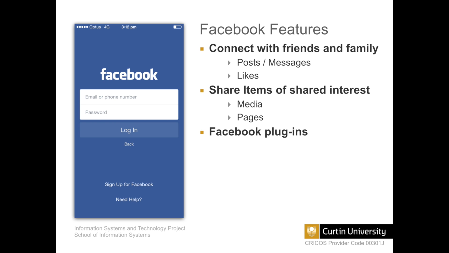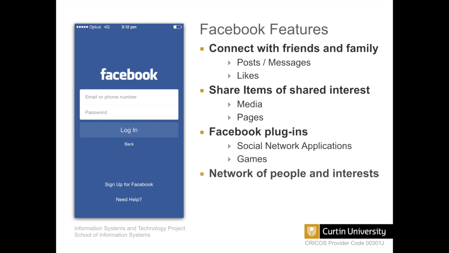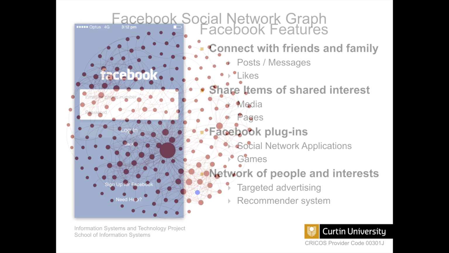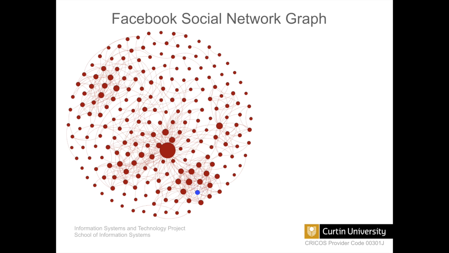Facebook plugins can access your social network to provide added value, as well as to facilitate games and entertainment. Your social network of people and interests can also be used for targeted advertising and for recommender systems. This plot shows a Facebook social network for a Facebook user. Each node represents friends of that Facebook user, with links between pairs of nodes showing friends that the two nodes have in common. The larger the node, the more friends that individual has in common with the Facebook user.